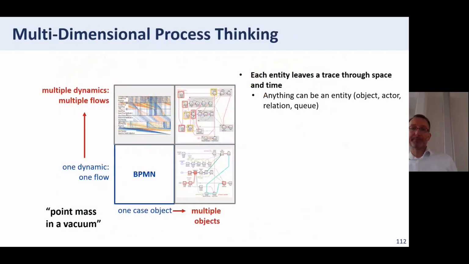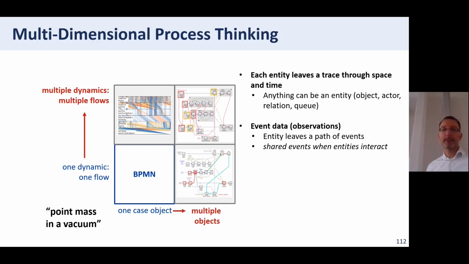So to wrap this up, I want you to remember that each entity leaves a trace through space and time. And anything can be an entity. It can be an object, an actor, a relation, a queue. It can even be one of these emergent patterns, like this blockage. Treat this as an entity and then work with it.